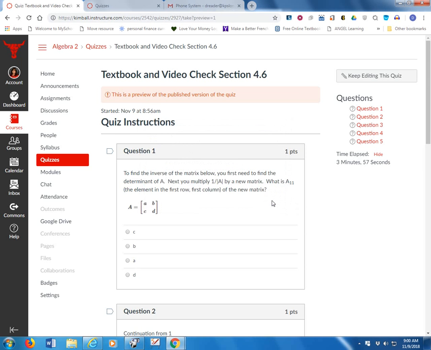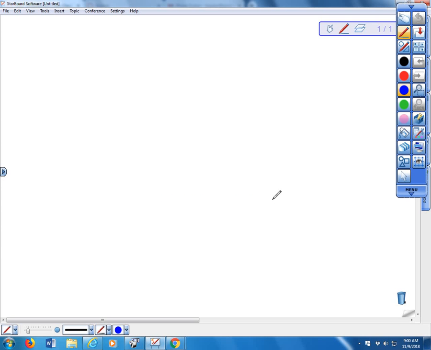So first off, when you multiply any number by its inverse, what do you get? What's 3 times 1/3? Is it 3 or 1? It's 1. This is called the multiplicative inverse, right? Wouldn't the inverse be negative? No. That's the opposite inverse. So this is the inverse.